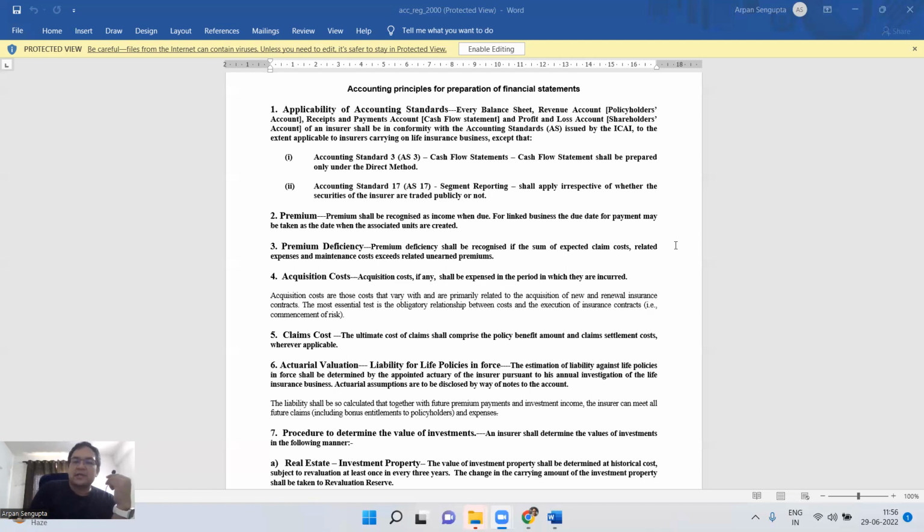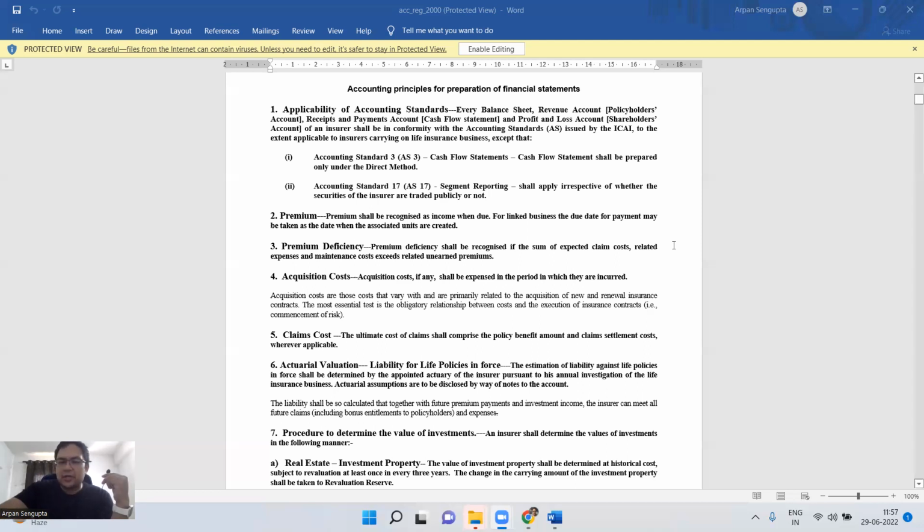This is a method that is followed mainly in US GAAP. IFRS 17 also allows for that. But recognizing all the acquisition expense in the first year is a prudent approach, and that has been followed in India. So that has been stated here. Any acquisition expense that is incurred is expensed out in that period only. You cannot defer that acquisition expense.